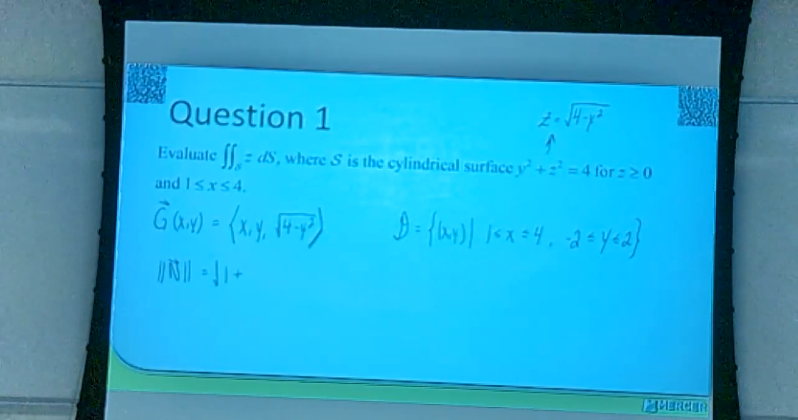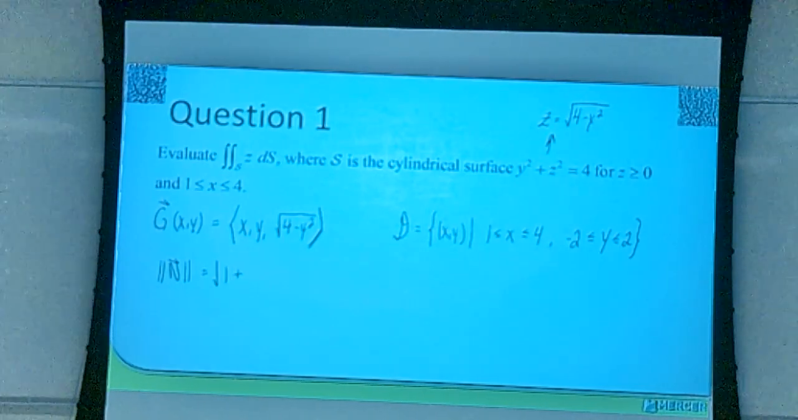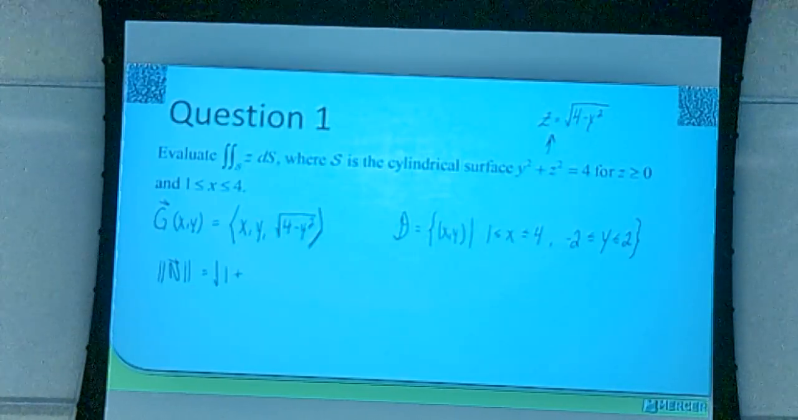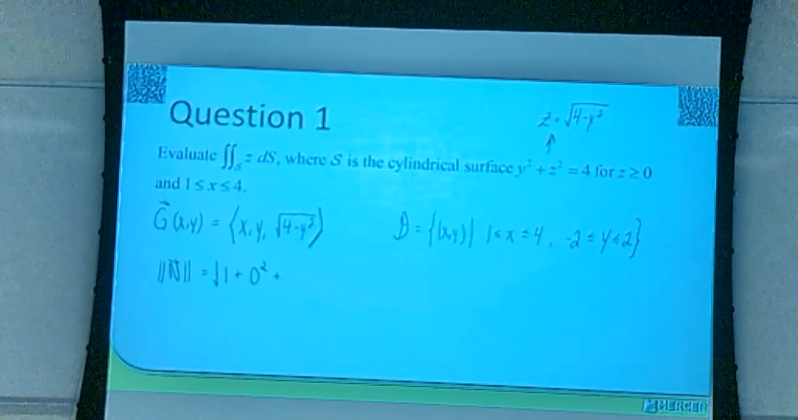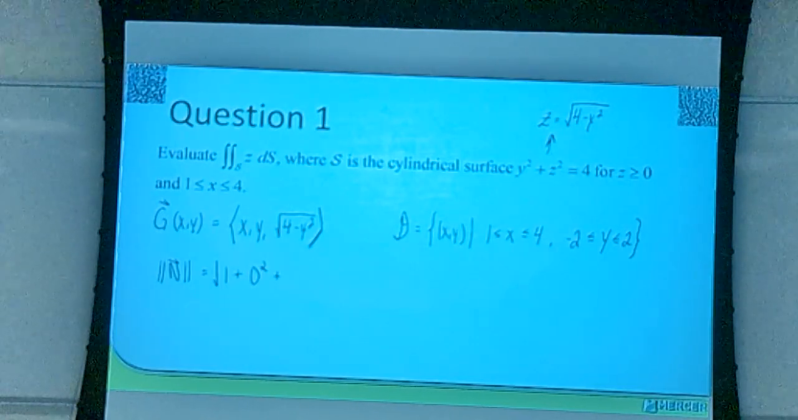So what's the partial of the square root of 4 minus y squared with respect to x? It's just zero. Yep, it's just 0. Plus now the partial of little g with respect to y squared. So you want the partial of the square root of 4 minus y squared with respect to y.